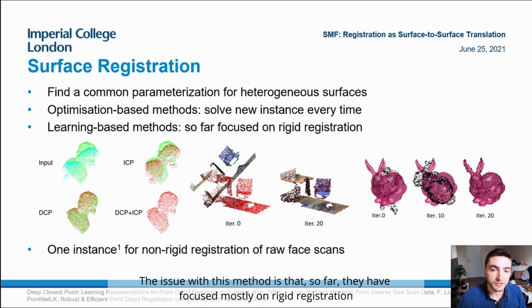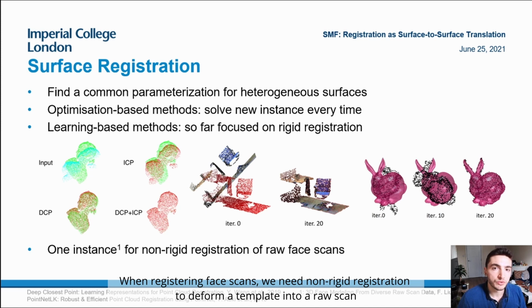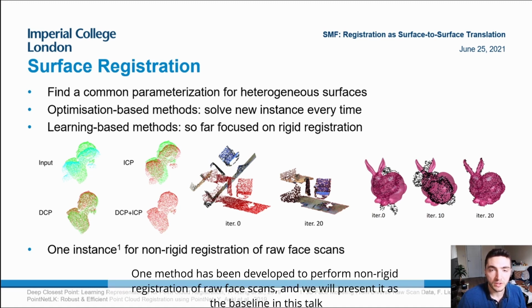The issue with these methods is that so far they have focused mostly on rigid registration, which means translation, rotation, and possibly scaling. When we want to register face scans, we need non-rigid registration to deform a template into a raw scan. One method has been developed to perform the non-rigid registration of raw face scans in a learnable way, and we will present it as the baseline in this talk.